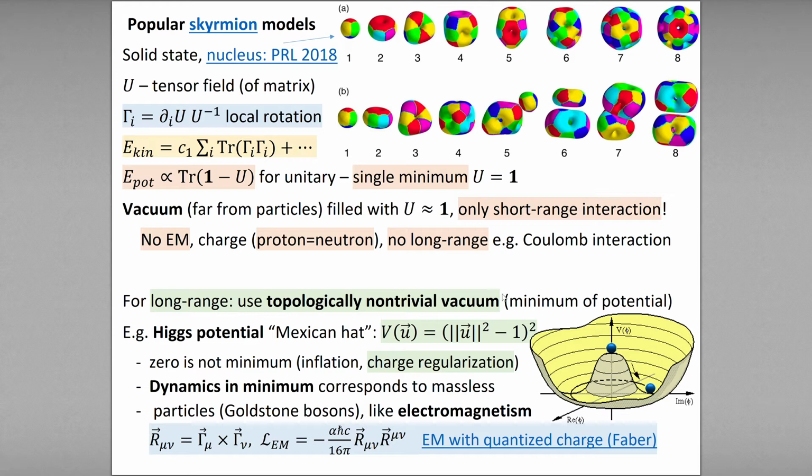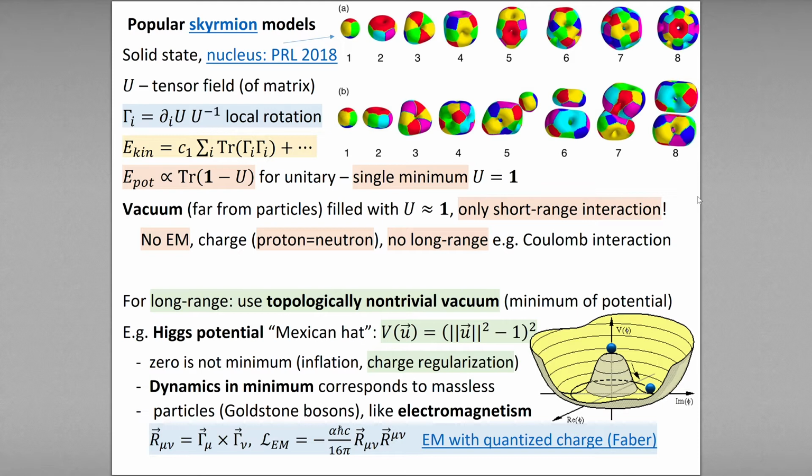So how do we repair it in Faber's model or generalization? Instead of a potential with a single minimum, we use a Higgs-like potential with a minimum not just in one point, but in a space of non-trivial topology. It is crucial that this minimum, this vacuum state far from particles, has non-trivial topology. So far from these charges, we have some non-trivial topology of vacuum, and this allows to transport long-range interactions. They are called Goldstone bosons, to get electromagnetism.